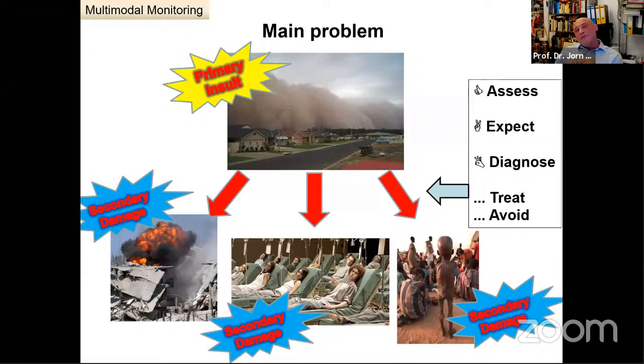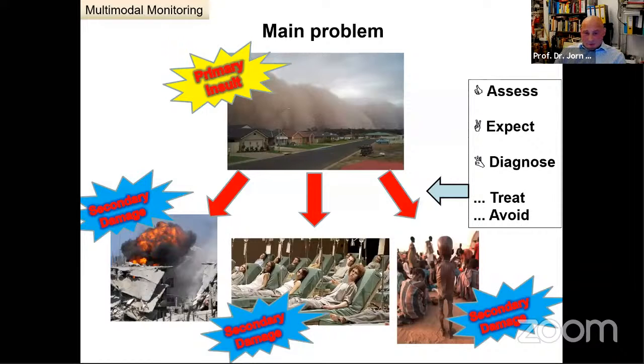The main problem in our specialty or in medicine in general is there is an accident. There is a big occurrence. There's an event which I call the primary insult, which is an accident like the tsunami wave here, but you can also say a traumatic brain injury, for instance, or an acute subdural hemorrhage is a primary insult. And the problem is that we can't really do anything about that because that has happened already.